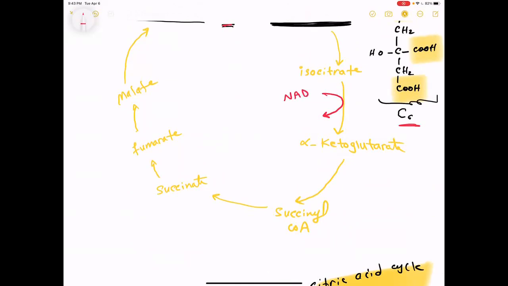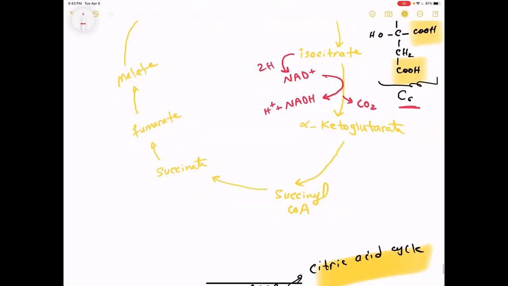NAD plus is becoming NADH and hydrogen ion. Remember, I need two hydrogens. And not only that, CO2 is also released from isocitrate. The same exact thing is happening here, so I'm going to do it on this side.